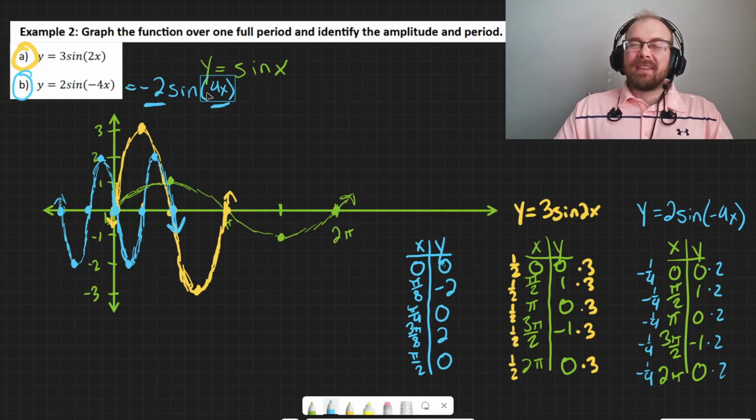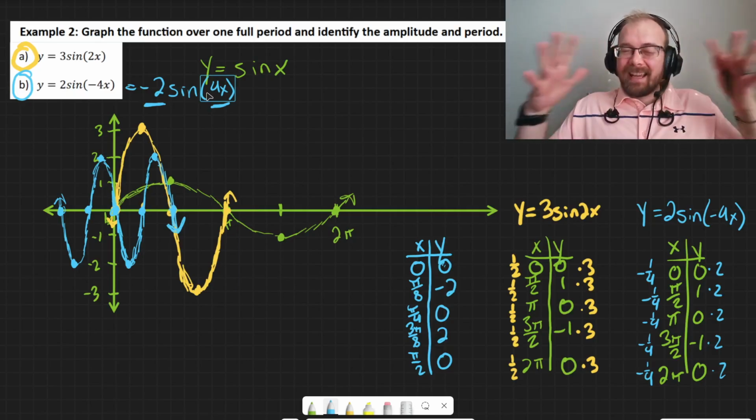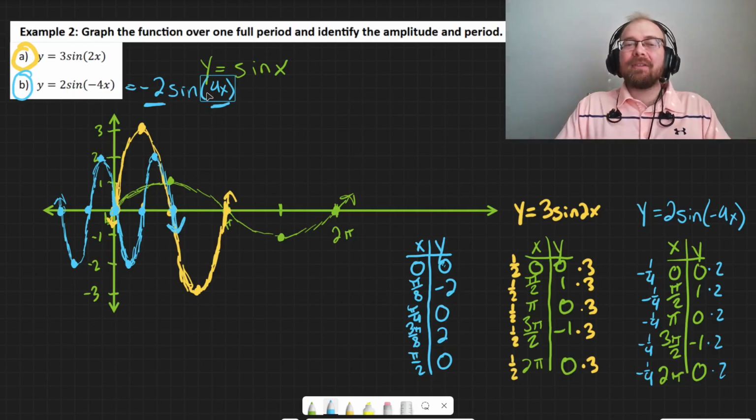So if that's a little confusing, that's kind of outside of the scope of this exact video here. That would be under even and odd functions. Sine's an odd function, cosine's an even function. We can talk more about that in other videos. But we'll wrap it up now, and that's about it.